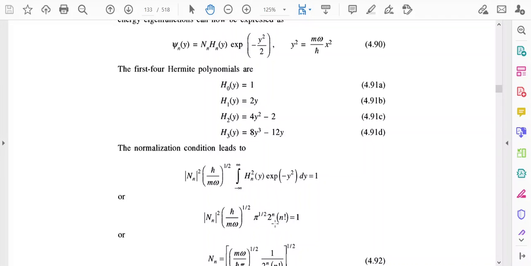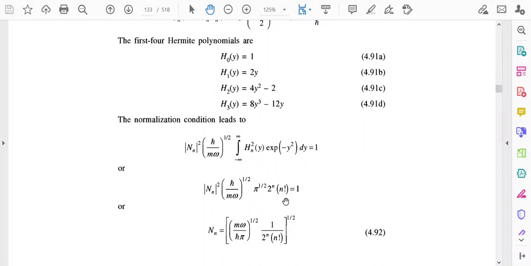Earlier I have shown that we will use the normalization condition of the Hermite polynomials. So here we have used the result only. For detailed derivation, we have to go through some standard mathematical physics textbook. So root pi 2 to the power n factorial is the value of the integration here. From this equation, we can easily calculate the value of the constant N. So this is the value of the constant N described in equation 4.92.